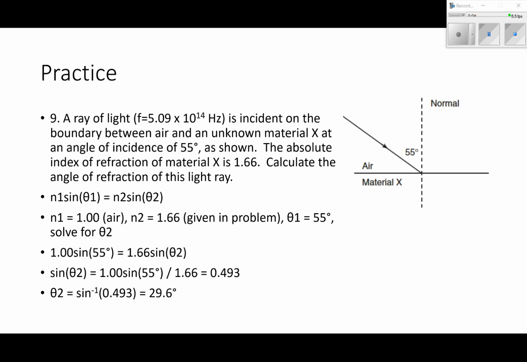Okay, so remember the last step when we're solving for the angle, because the angle's in the sine, is you have to unsine it, and we do that by doing the inverse sine. Okay? That would be a good time to pause and try number 10. It's just like this one. You guys give it a try. When you're ready to resume, we'll go over it.